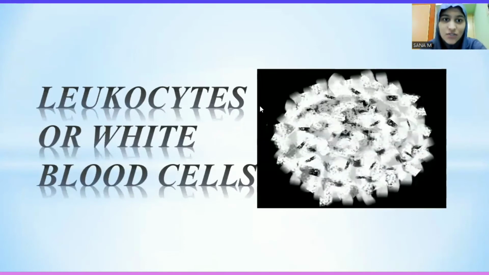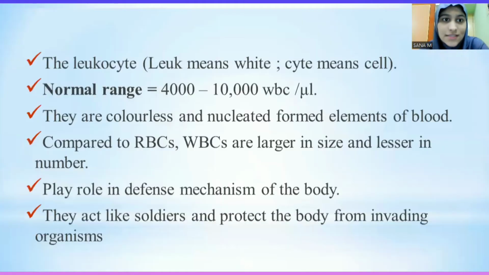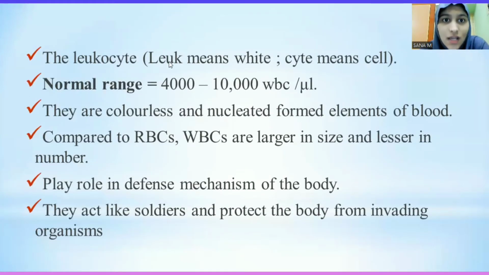Today's session throws light on white blood cells, or you can call them leukocytes. Leuc means white, cyte means cell. The normal range is about 4,000 to 10,000 white blood cells per milliliter. They are colorless and nucleated formed elements of the blood. Compared to red blood cells, white blood cells are larger in size and lesser in number. They play a role in the defense mechanism of the body. They act like soldiers and protect the body from invading organisms.